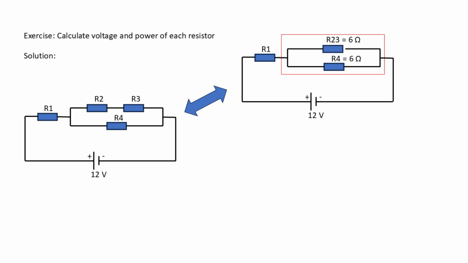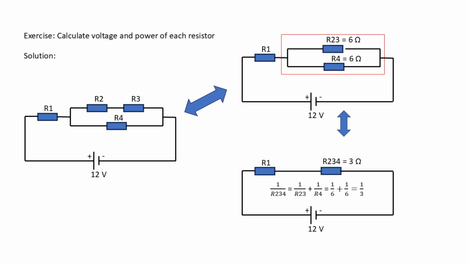To simplify this part of the circuit, we replace the parallel network with a single equivalent resistance using the standard parallel formula. Now substitute the values. R234 equals 3 ohms. This result tells us that the entire parallel section behaves like a single 3 ohm resistor.